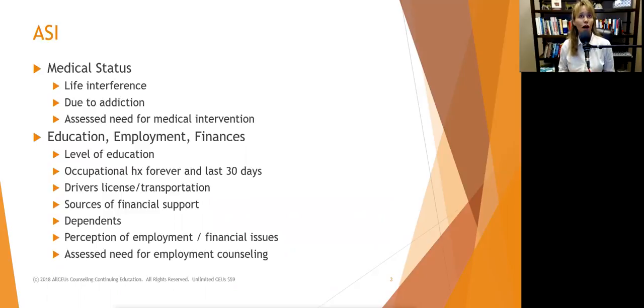How much has this problem interfered with your life? How much of this problem, your medical problems, are due to an addiction? And what is your assessed need? What do you think your need is for medical intervention? And what does the counselor think your need is for intervention? And they ask this question on each segment of the ASI. Why do they ask that? Because when we're prioritizing goals, we want to identify the goals that the client is most ready to change, the one the client's in at least preparation, if not the action phase of change.